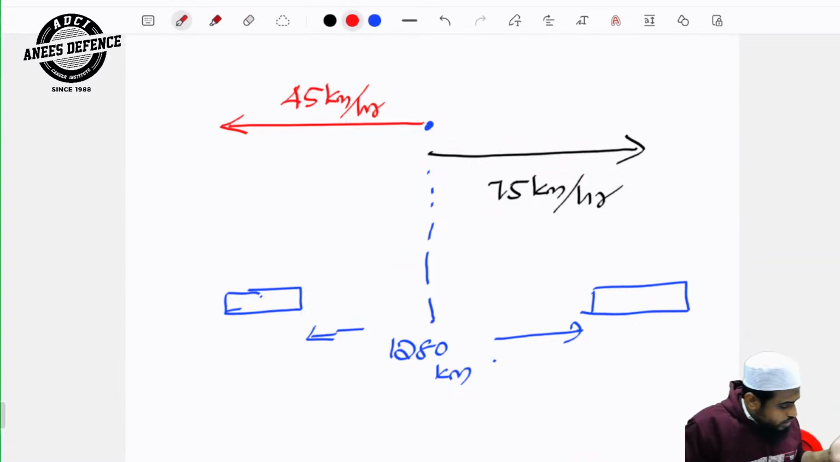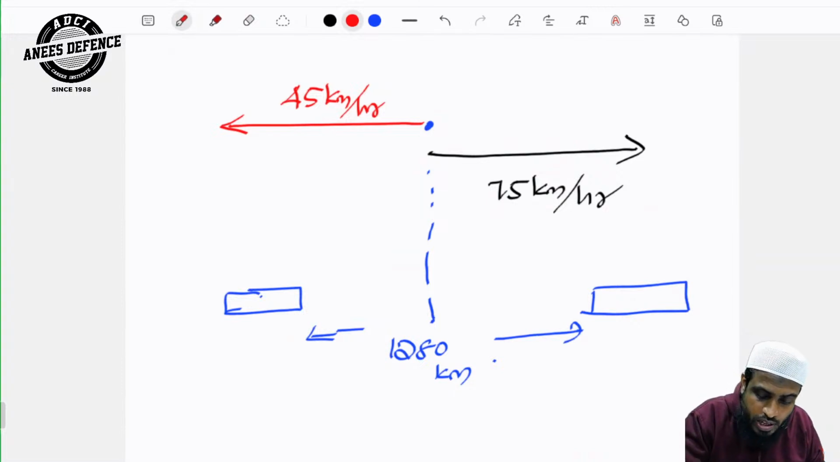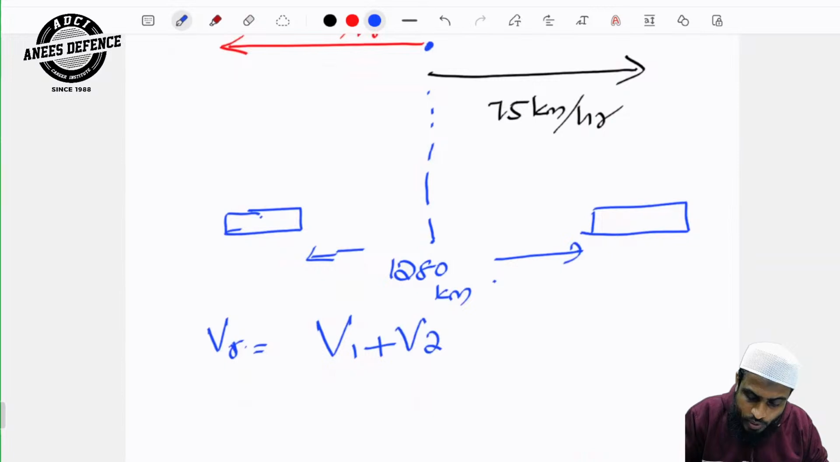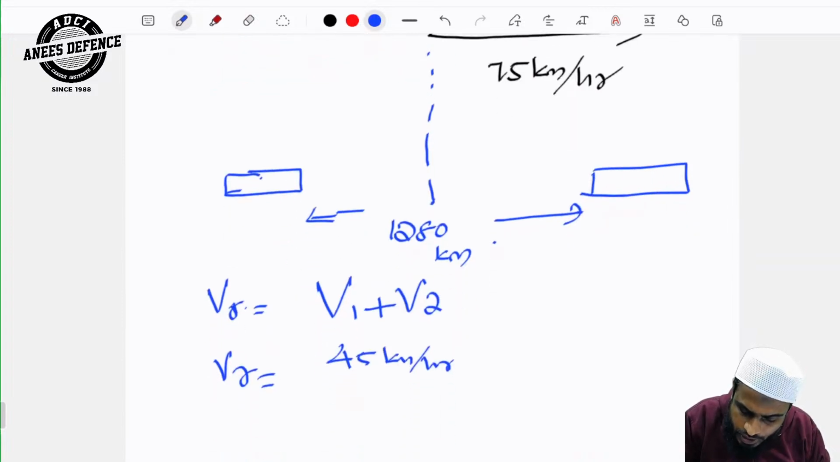So the question here is, the trains are moving from a common place, but in opposite directions, one with a velocity of 45 km per hour and the other with 75 km per hour. Since both trains are moving in the opposite direction, they are moving away from each other in a quick mode. So the relative velocity you have to consider as V equal to V1 plus V2. So what is the relative velocity? One is 45 kilometer per hour. The other is 75 kilometer per hour.